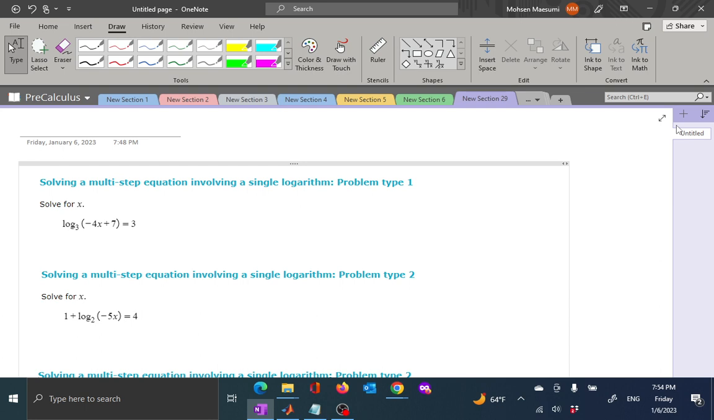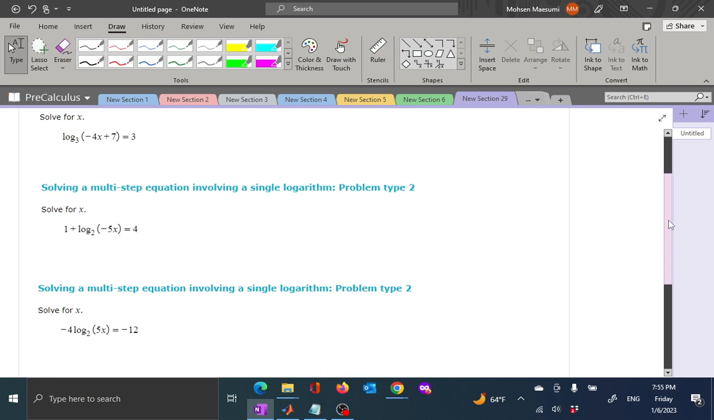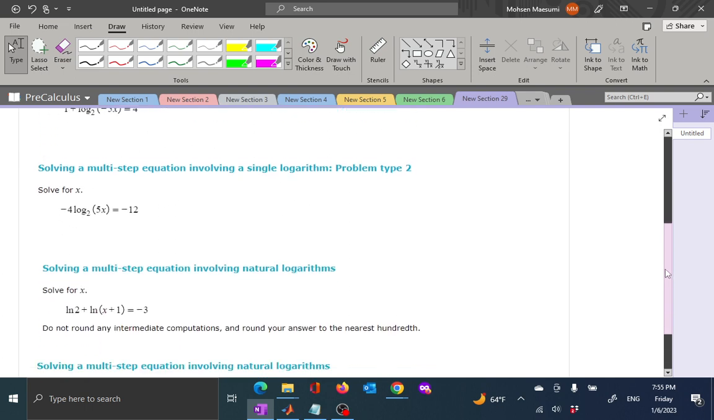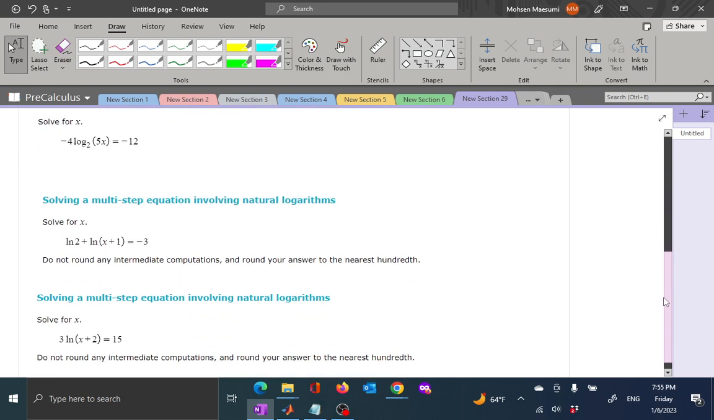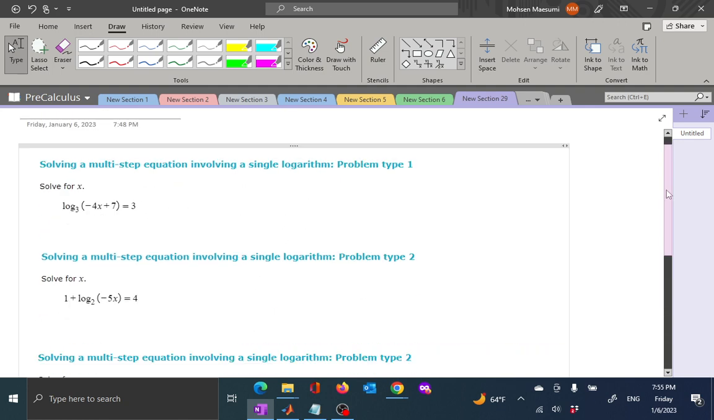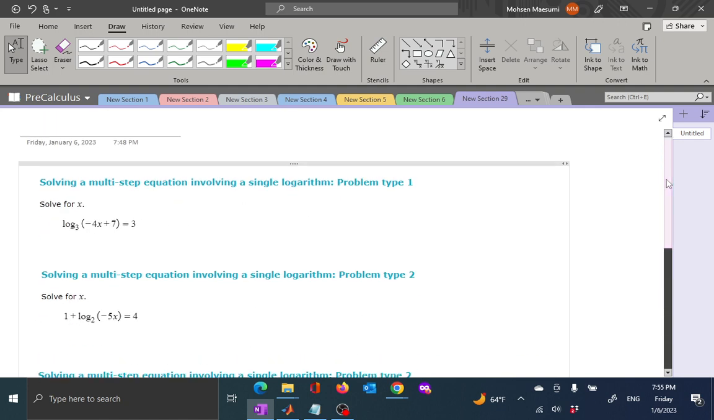Hi, we are going to have another mini lecture today. The topic is solving a multi-step equation involving a single logarithm, type 1, type 2. So I have two problems from type 2 here, and similar problems involving natural logarithms. So I have two of them here as well. Very straightforward type of problems.